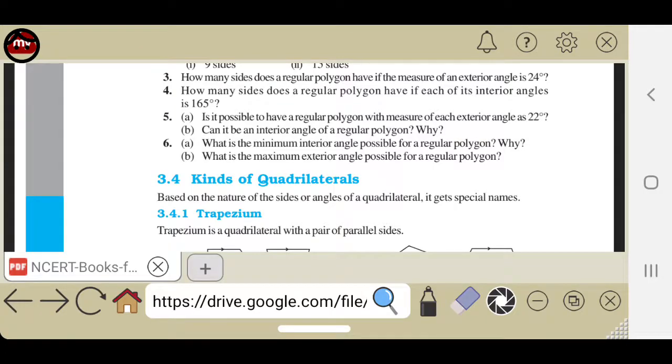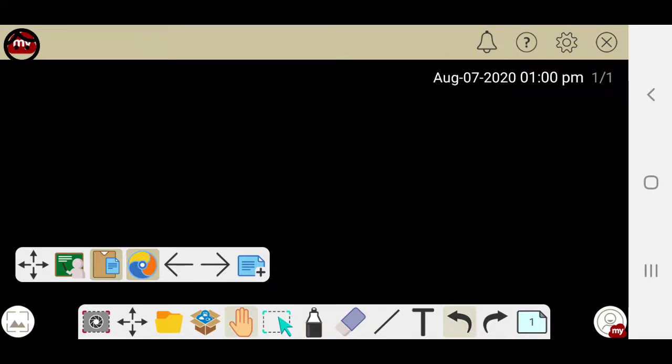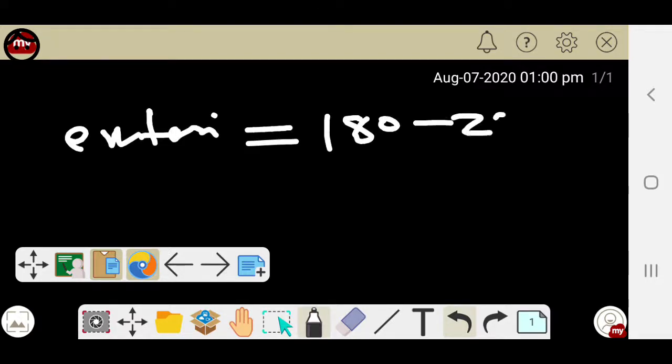Okay, next question, part B. Can 22 be the interior angle of a regular polygon? If 22 is the exterior angle, it's not possible. If it is the interior angle, is it possible? The same way we can find out. If it is the interior angle, the exterior angle equals 180 minus 22, the remaining part. What is 180 minus 22? 158.